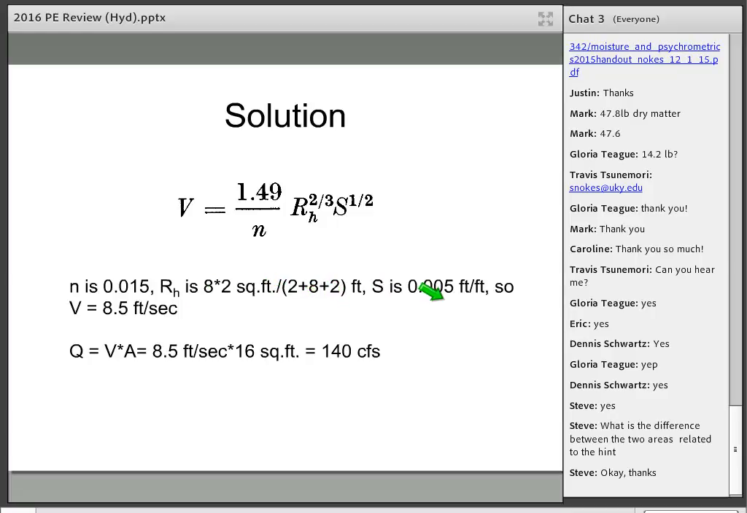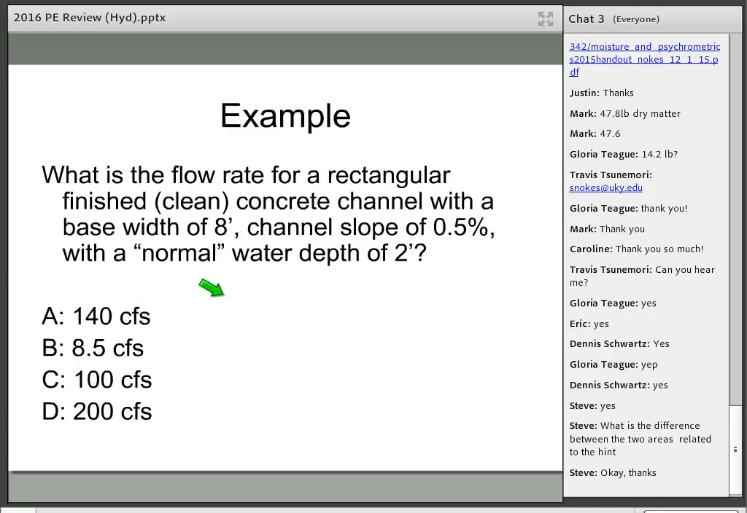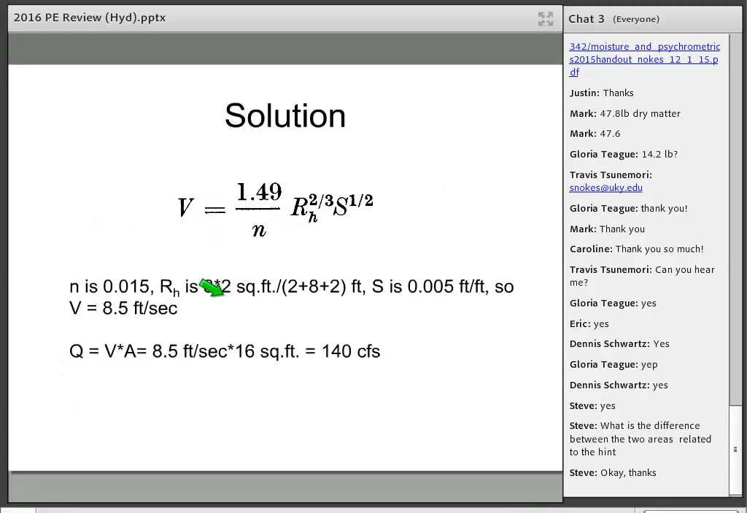You've got 0.005 feet per foot because it was 0.5%. Velocity when you calculate it is 8.5 feet per second. Multiply, because you figured out the area was 8.2. Okay, that's where I just messed everybody up. Rectangular finished clean concrete channel. Rectangular. So I went to the trapezoidal, which messed you up. The area of a rectangular channel is the width times the depth. The wetted perimeter is the depth on the left side plus the width plus the depth on the right side. That's where it came from.